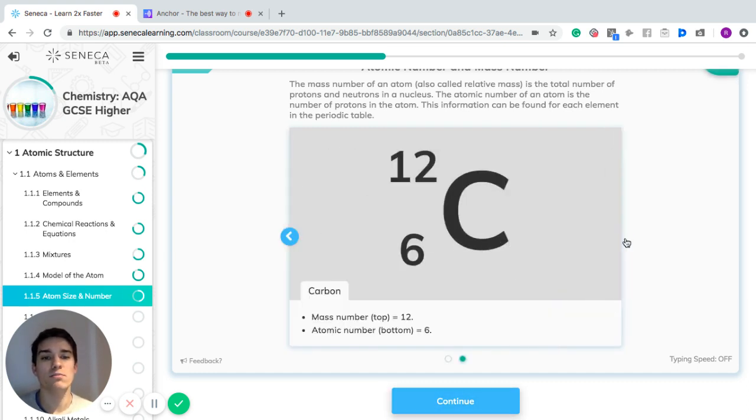I'll look at another example. Carbon, chemical symbol is C. Above it, you'll have 12, which is the mass number. So there are 12 protons and neutrons in the nucleus. And the atomic number at the bottom is 6. So there are 6 protons in the nucleus.